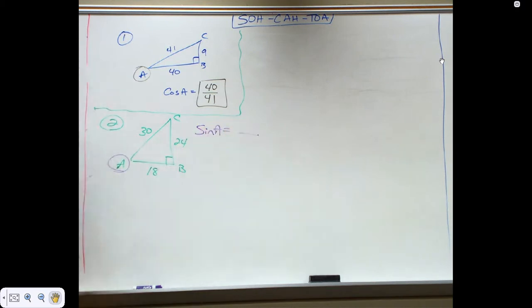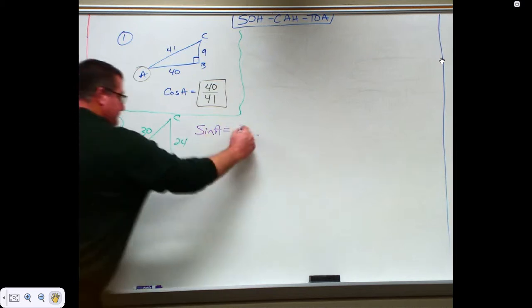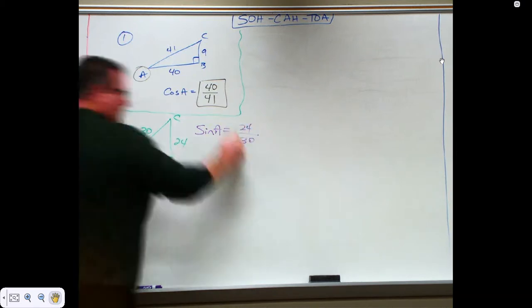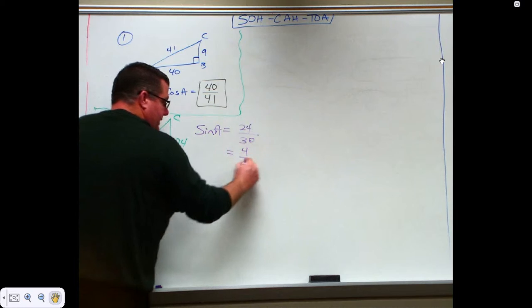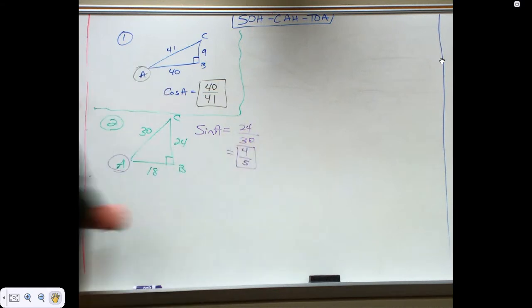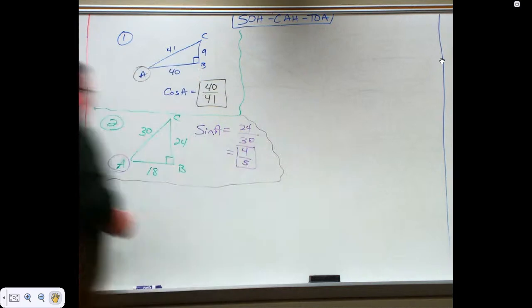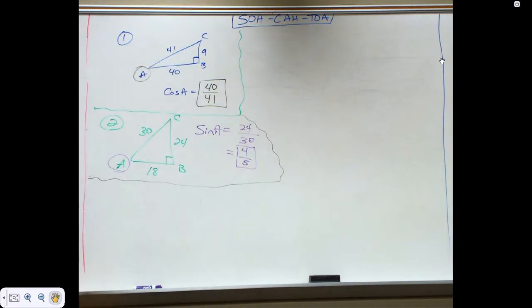Opposite and the hypotenuse. Hypotenuse is always easy. What's the hypotenuse? 30. That's the one on the bottom, isn't it? And then which one's opposite A? 24. Now, can this reduce a little bit? Yeah, 6 will go into 24 and 6 will go into 30. Okay, see, there's your math. We made the reduced fraction. Happy, happy, joy, joy. Positive attitude. Here we go. Win the day.